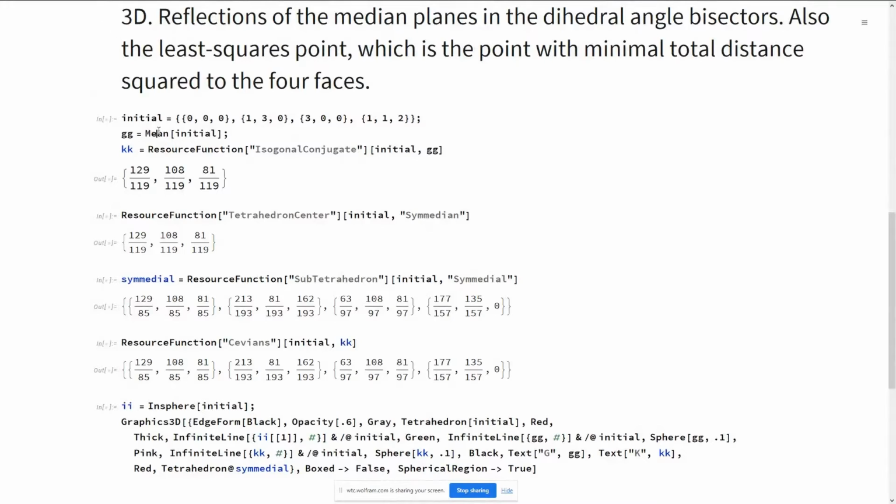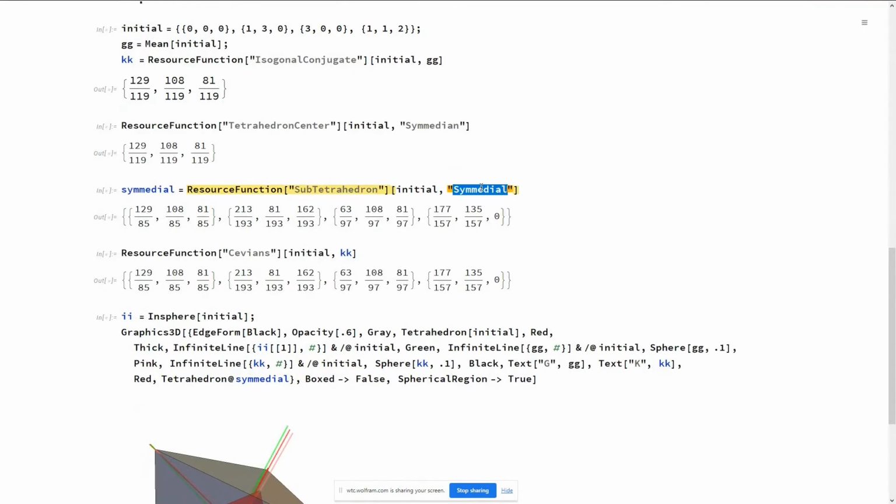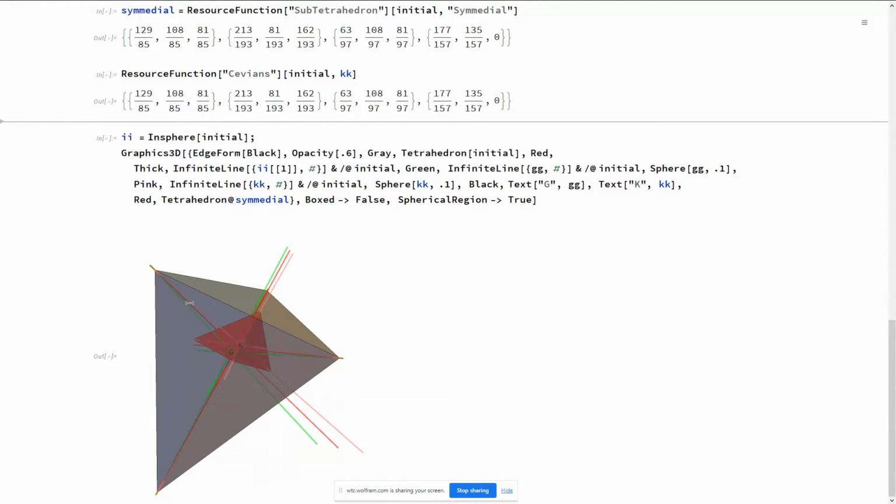We can take a look at, say, the mean here. We can look at the isogonal conjugate of the centroid, and we get the point, and it's also the Submedian point. So this is 2 ways of getting the same point. The submedial tetrahedron, we can use the subtetrahedron function and do that, or we can look at the Cevians of the Submedian point, and we get the same values again. So there's usually more than one way of doing something, and now there's multiple ways of doing all these calculations using the Wolfram Function Repository.